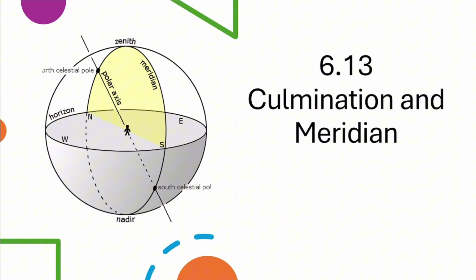Culmination is the point at which a star reaches the highest point it will reach in the sky. And culmination will always happen on your local meridian. So say a star has a circle here, the highest point will always be on your local meridian.